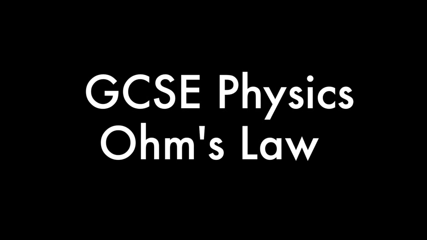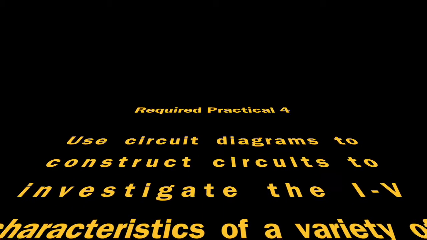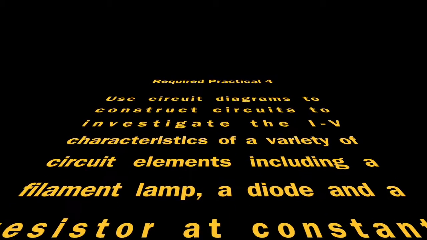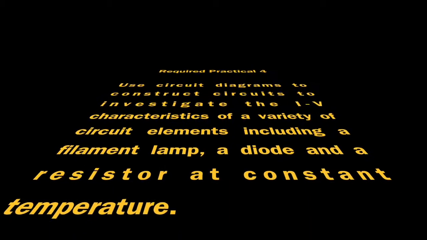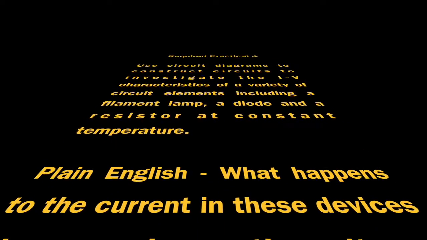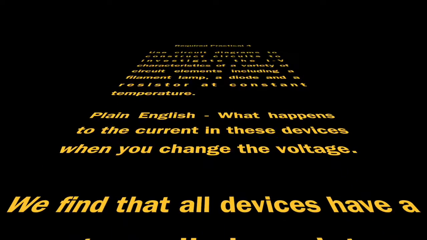This is required practical number 4. It's really Ohm's law. In it, you need to use a circuit diagram to construct appropriate circuits to investigate the IV characteristics of a variety of circuit elements, including a filament lamp, a diode, and a resistor at constant temperature. In plain English, this means you look at what happens to the current when you change the potential difference or voltage across the 3 different components.